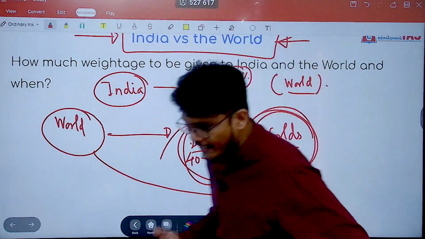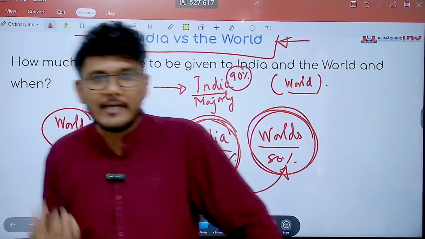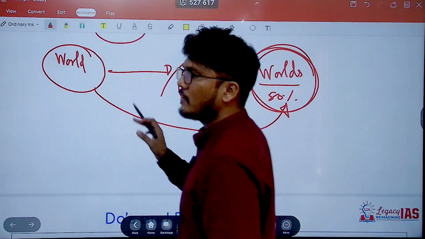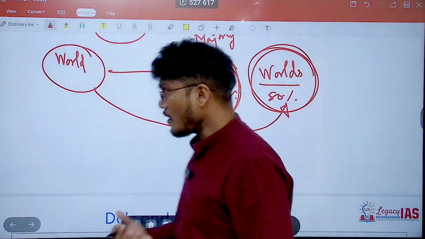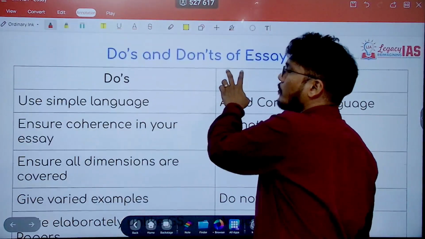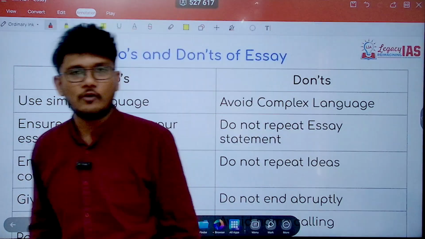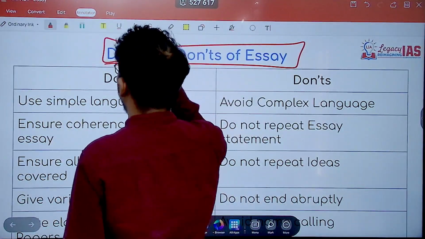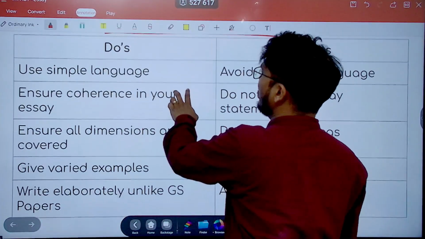Now, how can I say that? Because exactly this type of thing I had done and scored amazing marks. So you can also do that. Follow this. This is a way forward with respect to the weightage that you should give. Now, before we move ahead to the particular topic, let us see certain do's and don'ts which you should keep in mind while answering the essay paper.